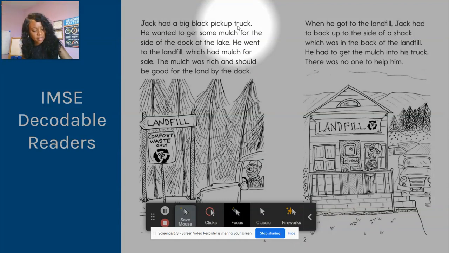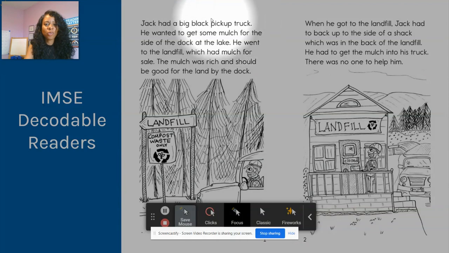All right. So we have truck. I didn't mean to erase that. I don't know why I did. Okay. Find another word. This time I'm looking for a word that rhymes with sock, but it begins with a D. Let's see. Jack had a big black pickup truck. He wanted to get some mulch for the side of the dock at the lake. It begins with a D and it rhymes with sock. You think it's dock? You're right, little super butterfly.